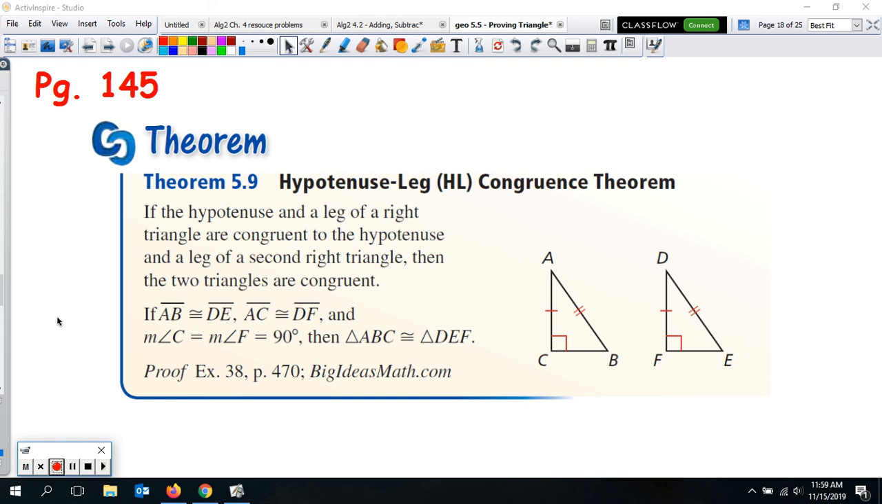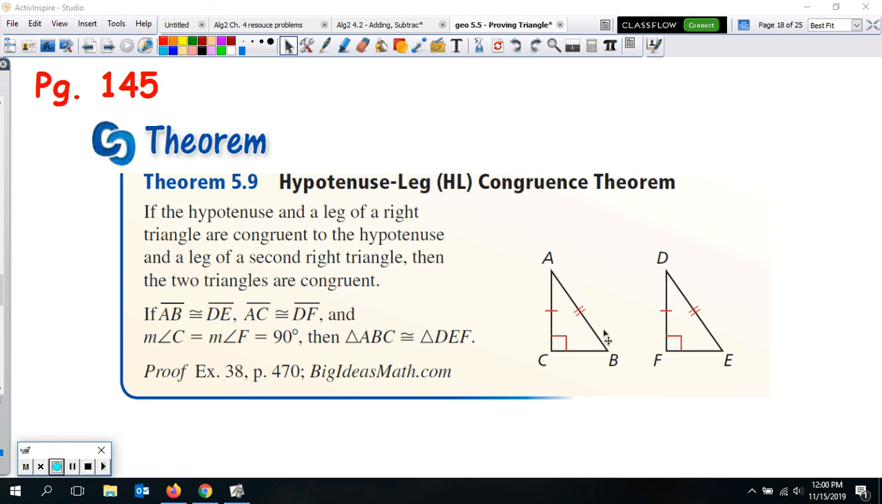So now using that right triangle, we're going to be able to do this theorem here, still on 145, just right at the bottom. You'll see the HL congruence theorem. So here's another one. It doesn't use S and A because it's specifically for a right triangle. If you have a right triangle, all you need to know is the hypotenuse and a leg. It says if the hypotenuse and a leg of a right triangle are congruent to the hypotenuse and a leg of a second right triangle, then the two triangles are congruent.